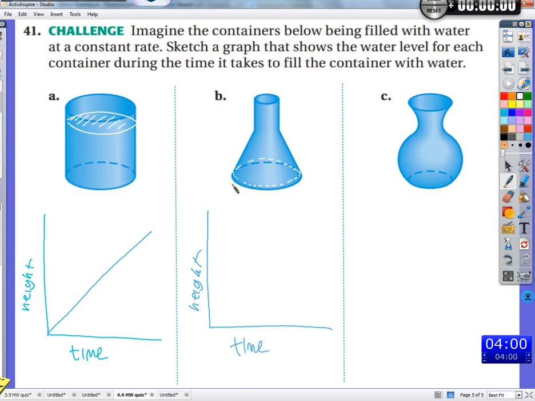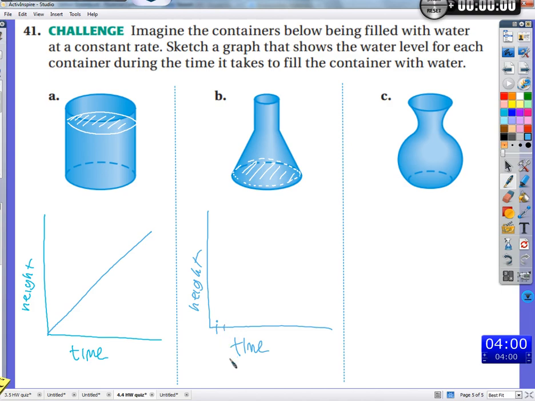Shortly after we started filling it up, how quickly is the height going to be rising at the beginning? Can't say exactly, but you're kind of comparing to the rest of it, right? Not very quickly, if we compare it to what's about to happen, right? As it gets more narrow, what's going to happen to the height? The height is going to increase more quickly, more quickly, more quickly. From here to here, let's say, we'll get some increase in height.